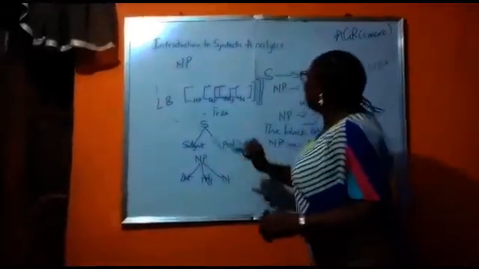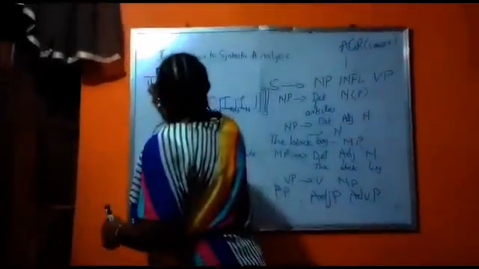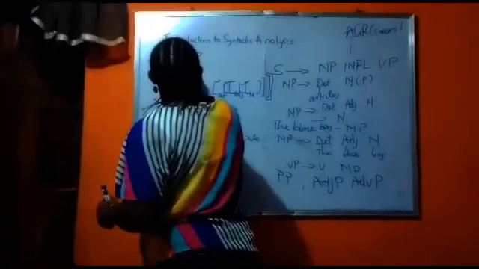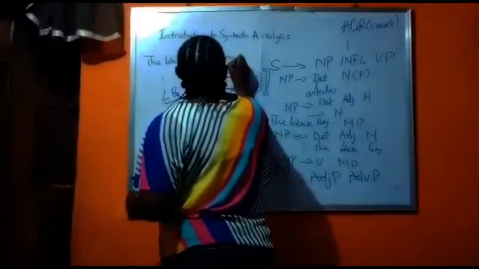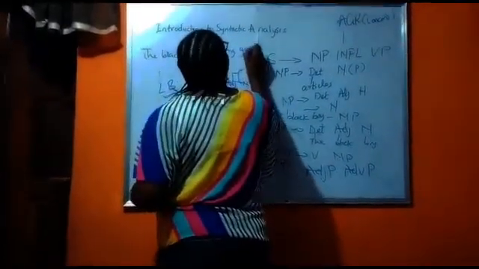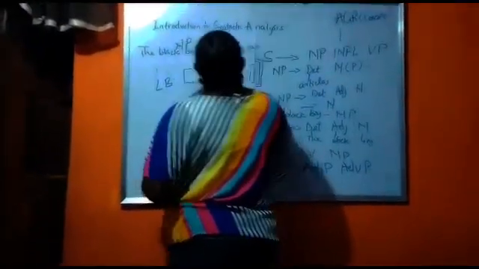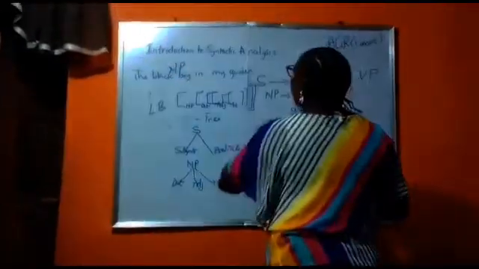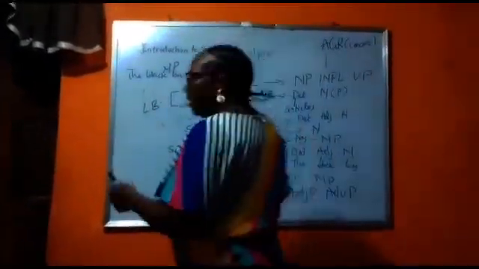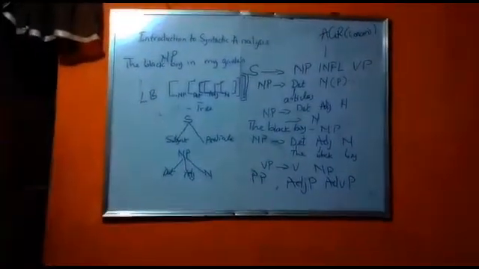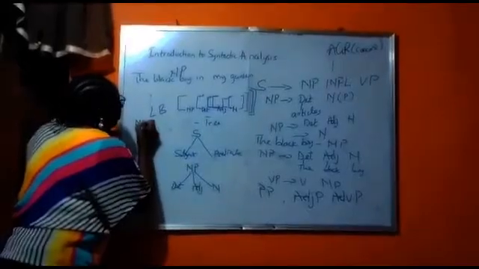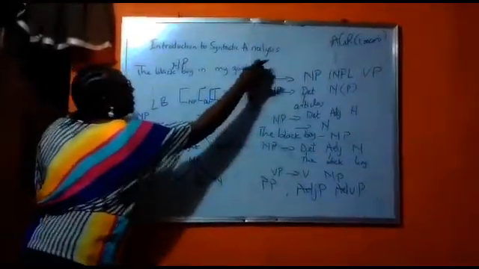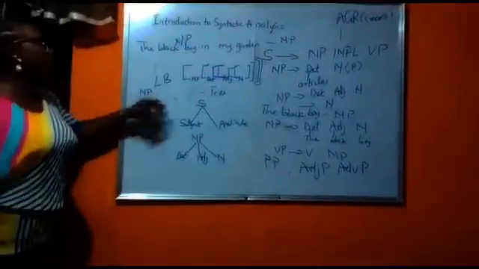Now the black boy in the garden. How do we represent the black boy? Let's try the black boy in my garden. The black boy in my garden. Now let's see if we can try that. So we have the NP. This whole constituent is still what? NP. So the black boy in my garden.